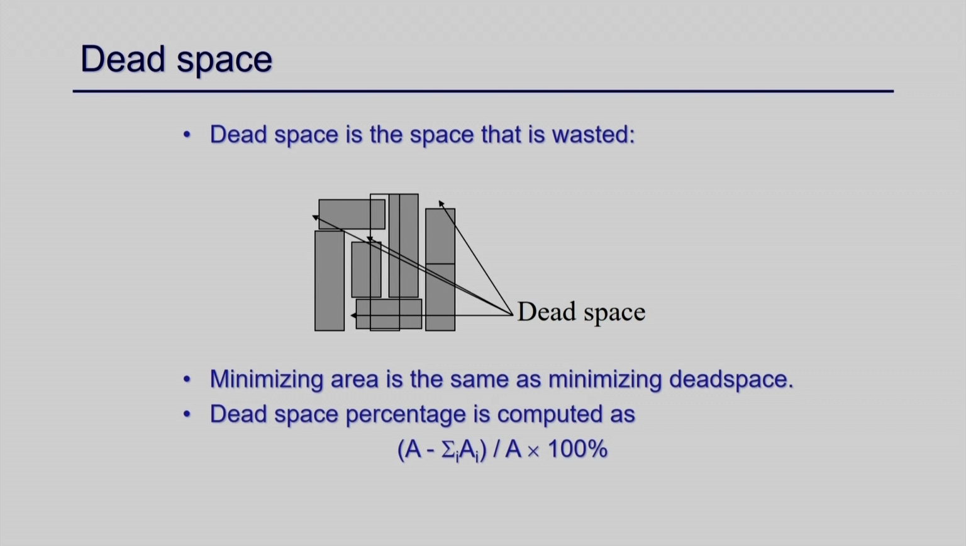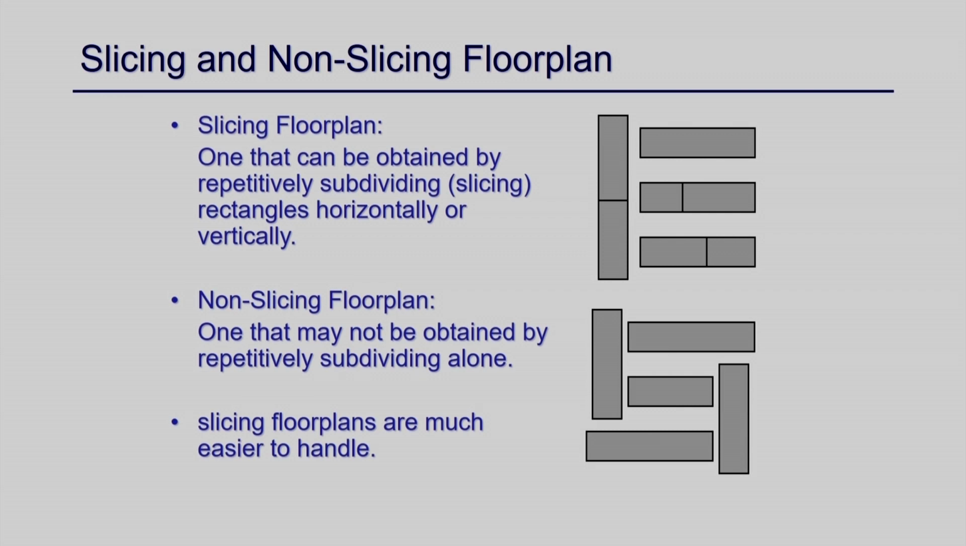As I also mentioned, because of different aspect ratios, it will create a lot of dead space here and there. So, your objective is to minimize the dead space as well, right. This will also be an objective during floor planning. And there is another concept here: sliceable and non-sliceable floor plans. What is that?